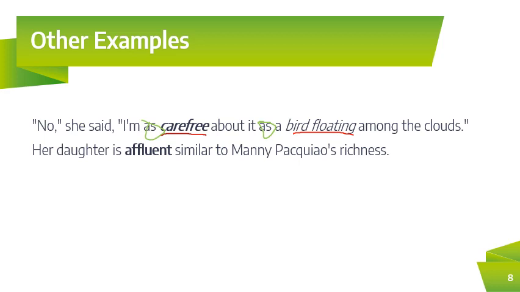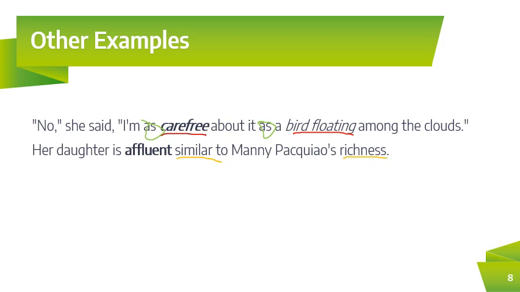Okay? So the second one is her daughter is affluent, similar to Manny Pacquiao's richness. So we can say that this sentence use comparison or sameness clue because we have the key words similar to. So the unfamiliar word is affluent, so we can see in this sentence it's similar word or it's synonym rather. It's synonym. So we have there richness.